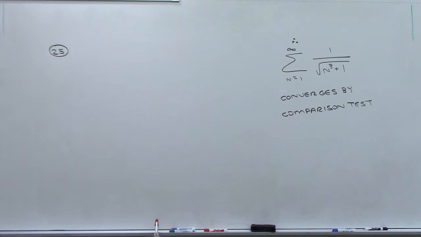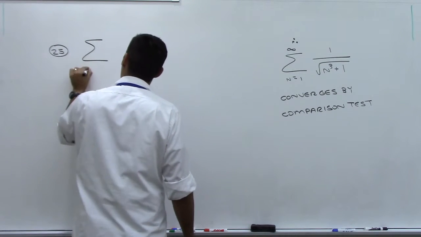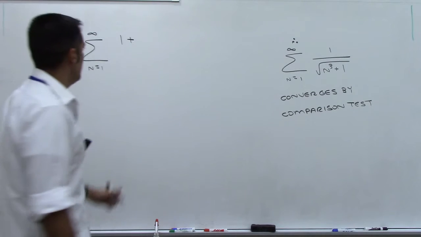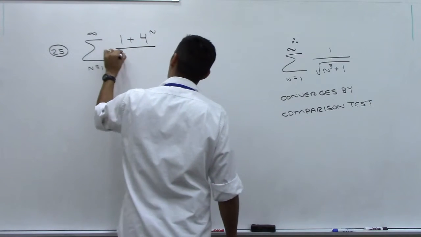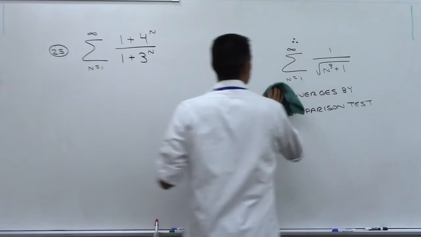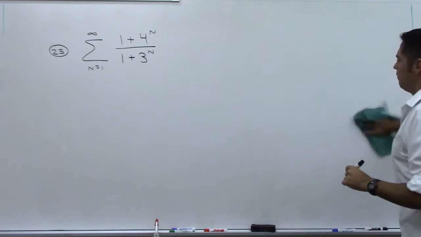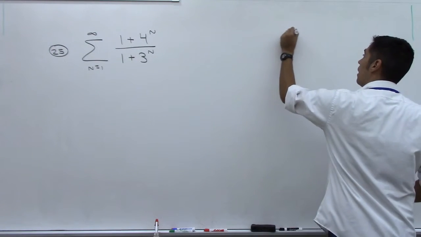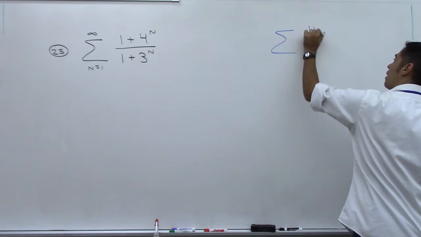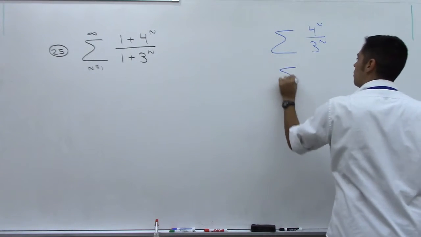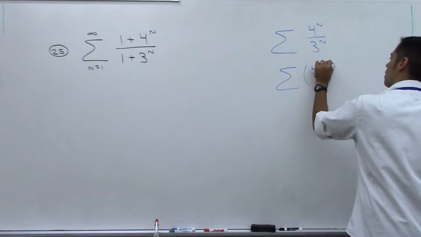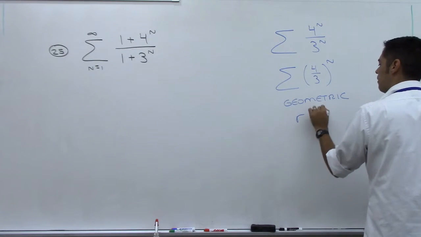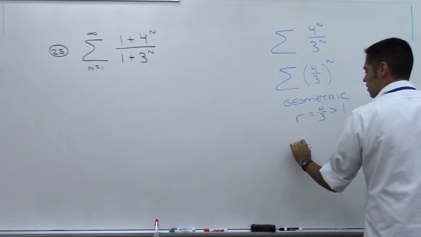Sum n equals 1 to infinity of 1 plus 4 to the n over 1 plus 3 to the n. Don't want to integrate that. I want to compare. And I'm thinking again, as n gets big, those 1s really don't matter. I'm thinking that this acts a lot like 4 to the n over 3 to the n, which is really 4/3 to the n, which is geometric. I've got r being 4/3, which is bigger than 1, so it's going to diverge.